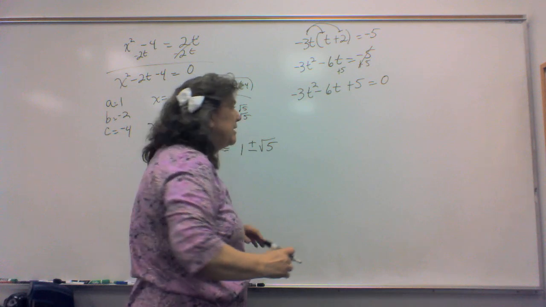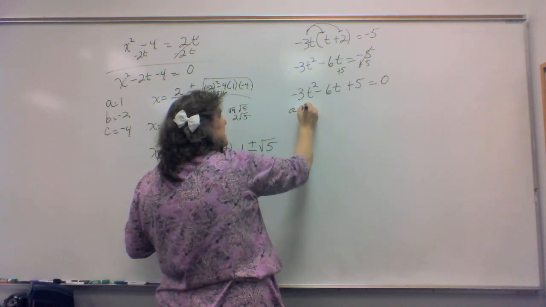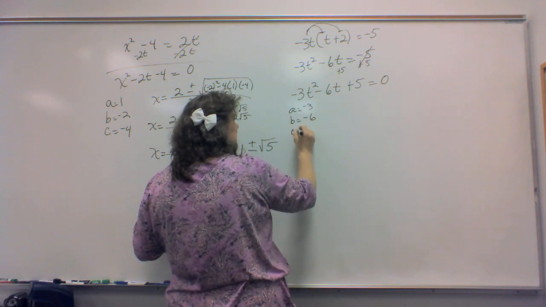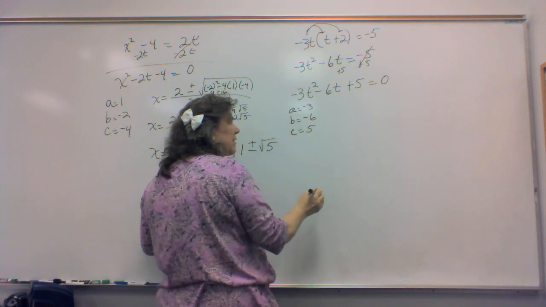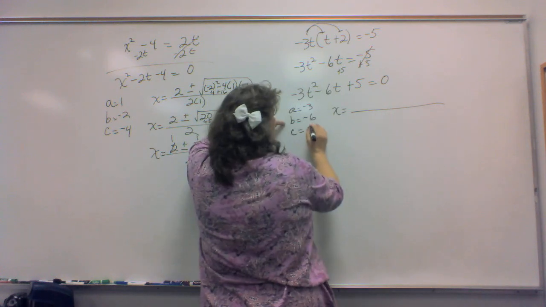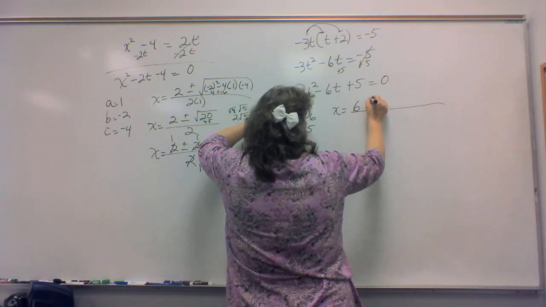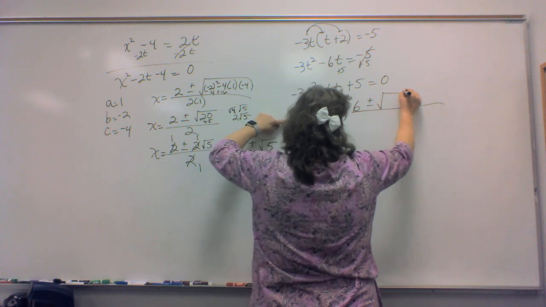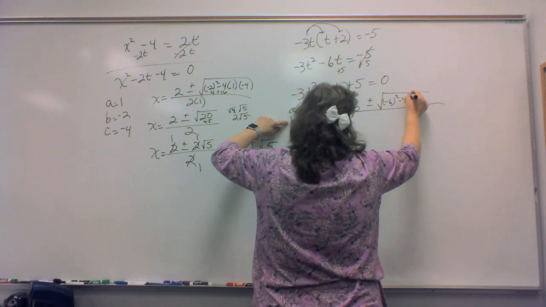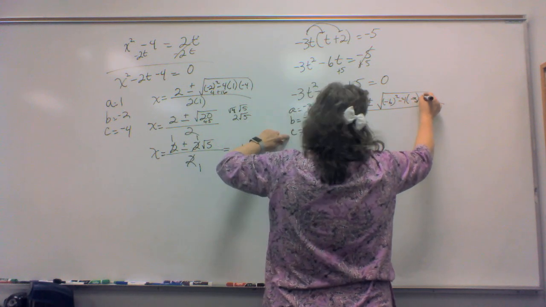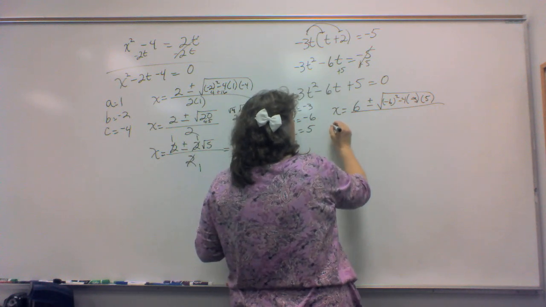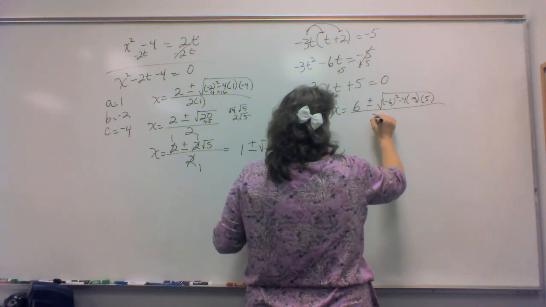All right, so let's identify. A is equal to negative 3, B is equal to negative 6, and C is equal to 5. X is equal to the opposite of B. The opposite of negative 6 is 6, plus or minus the square root. Negative 6 squared minus 4 times negative 3 times 5. Okay, so over 2 times negative 3.